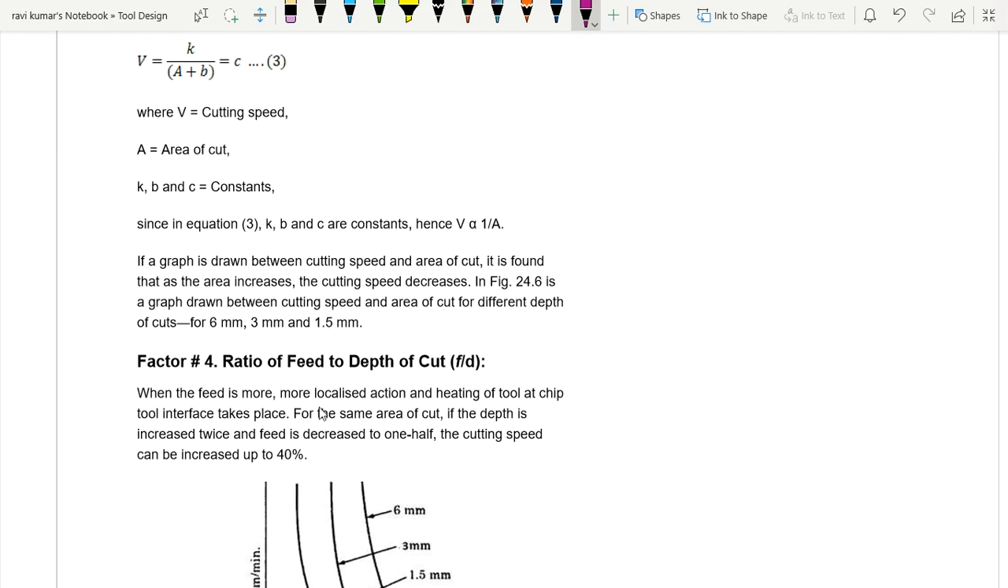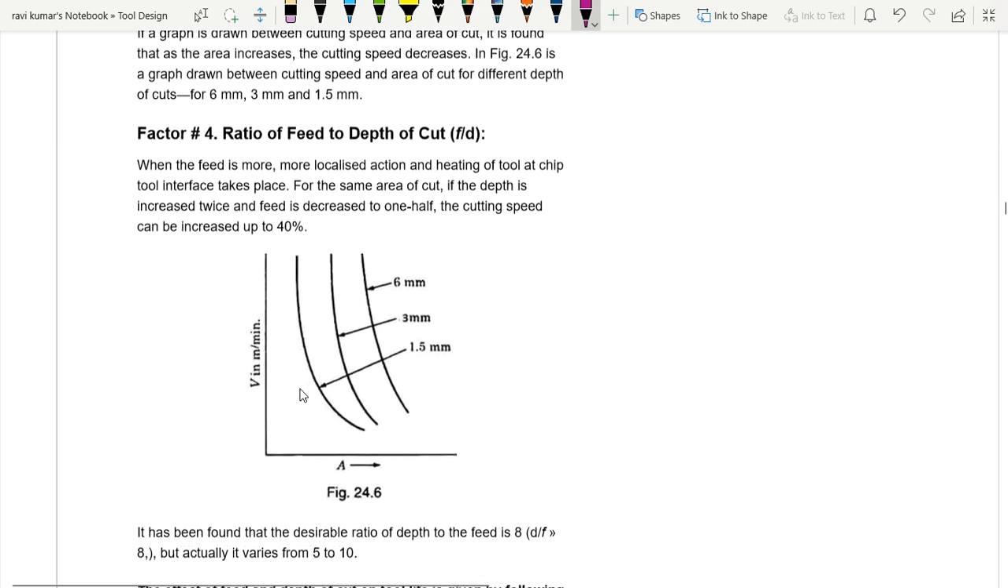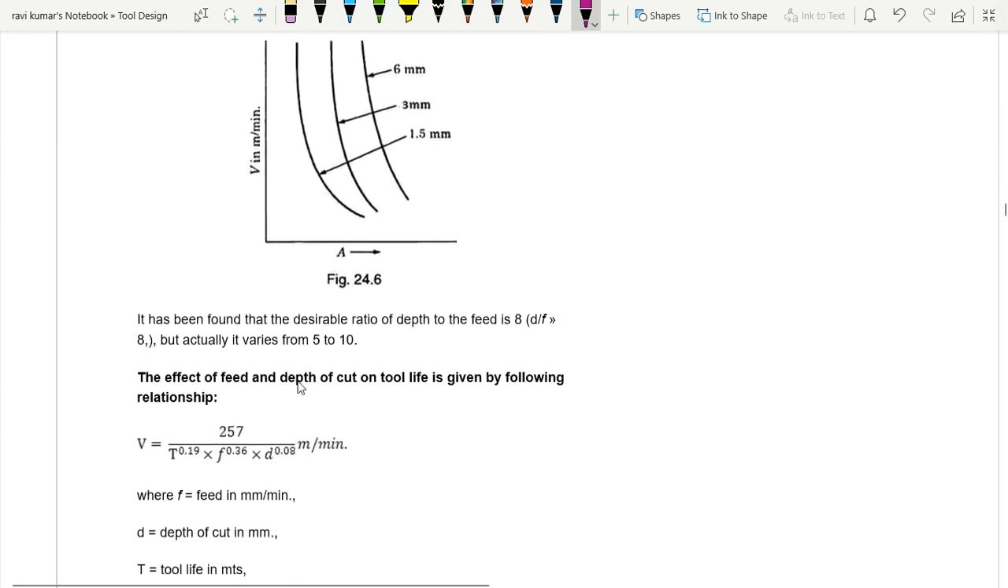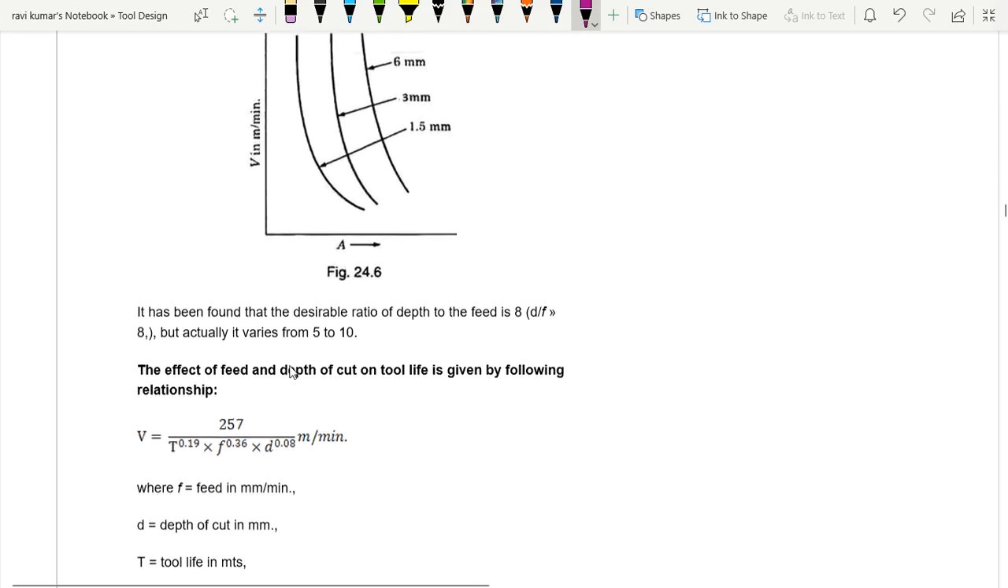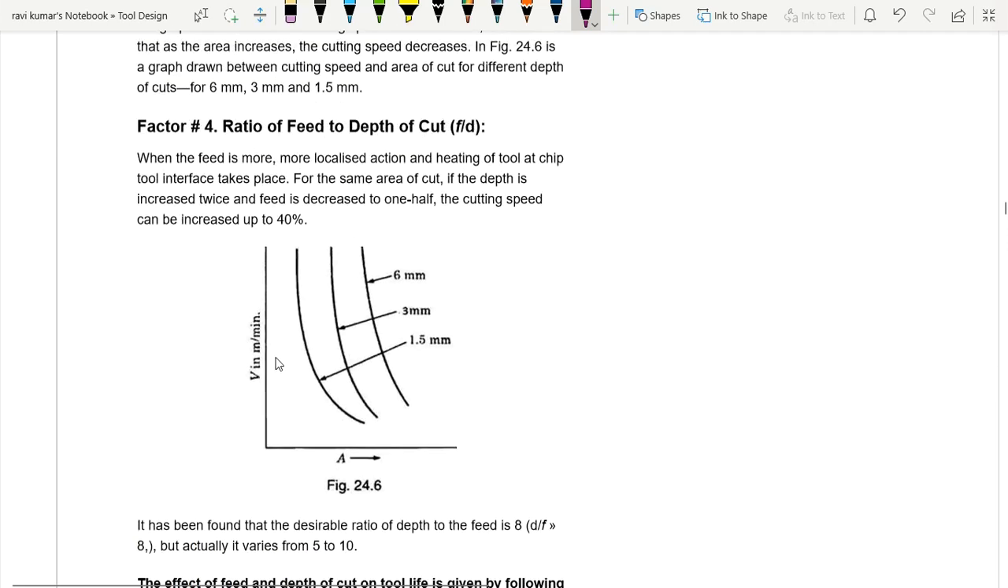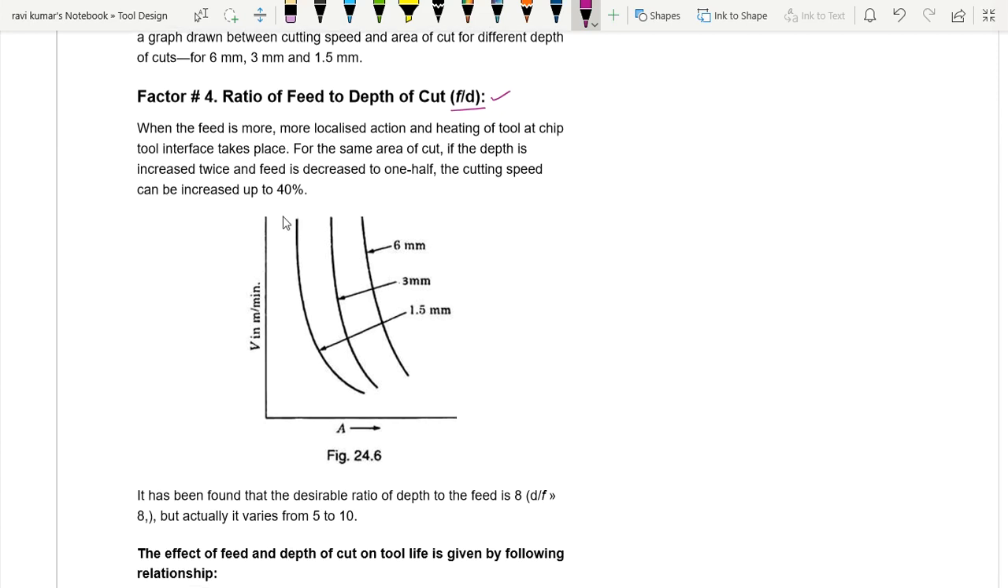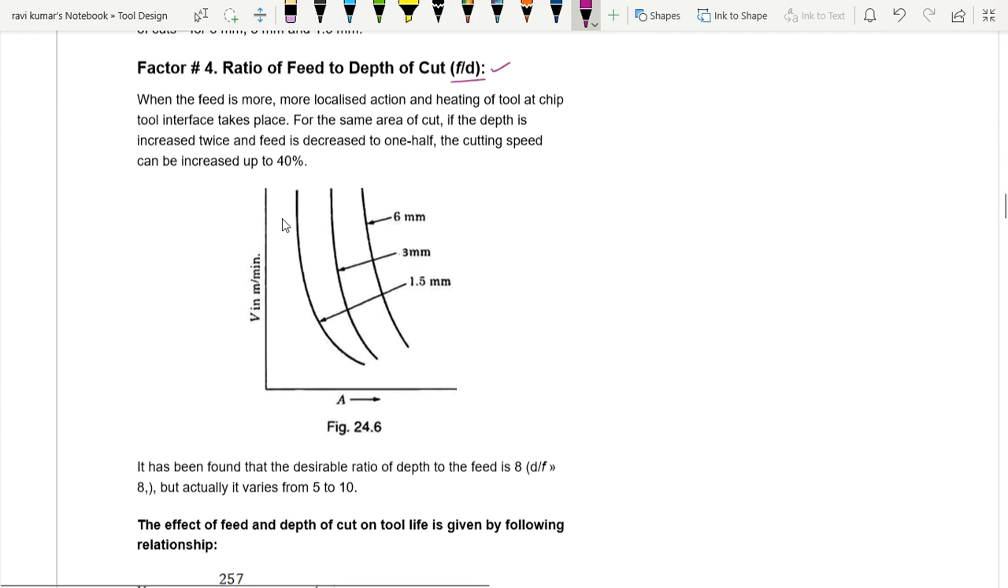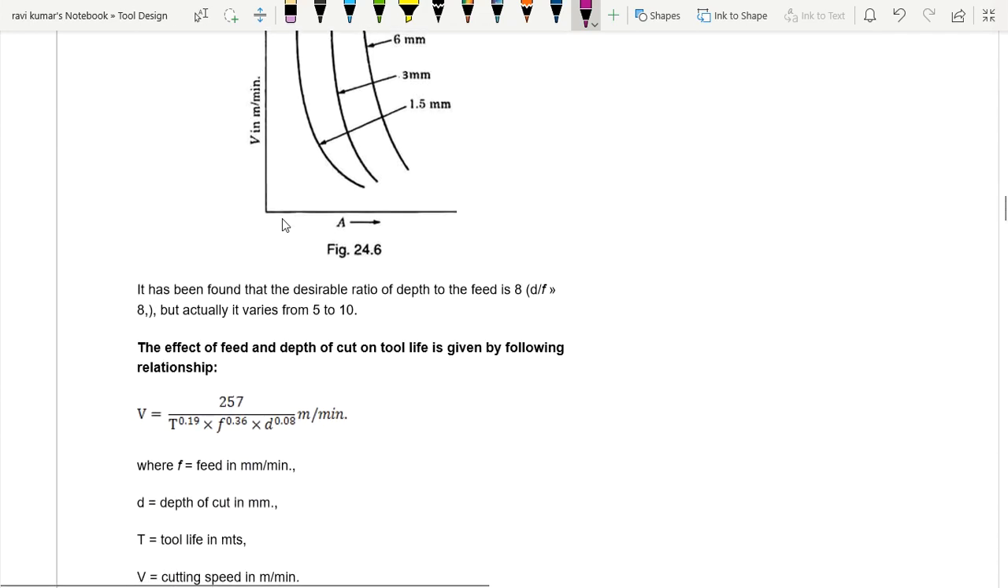Likewise, rate of feed and depth of cut also affect the tool life. If I have more depth of cut, sometimes people take a ratio of the feed to depth of cut, F by D ratio, right? If this F by D is more, we may tell that the cutting speed can be increased for the same life.